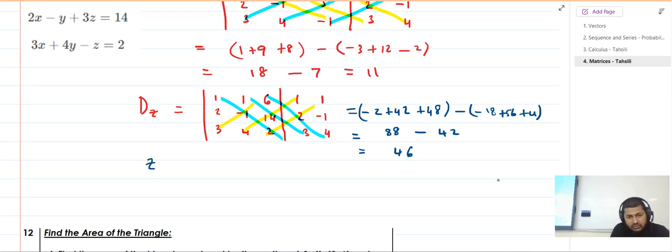So z will be dz over d. dz is 46 over 11. That's it, that's the answer, 46 over 11. I can't really simplify this.